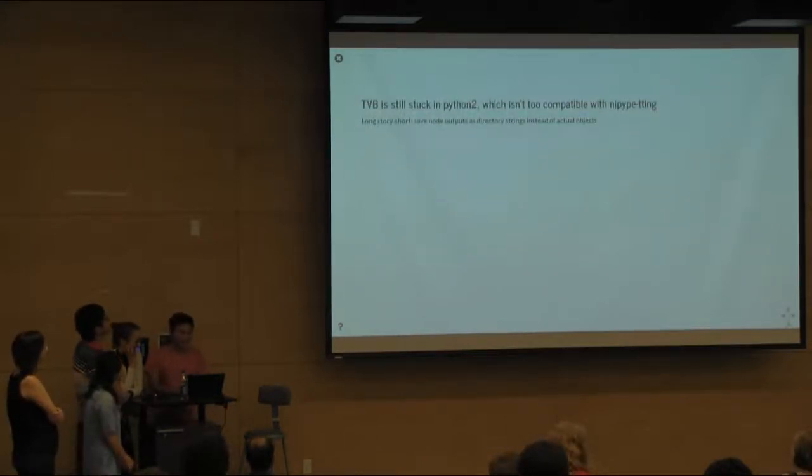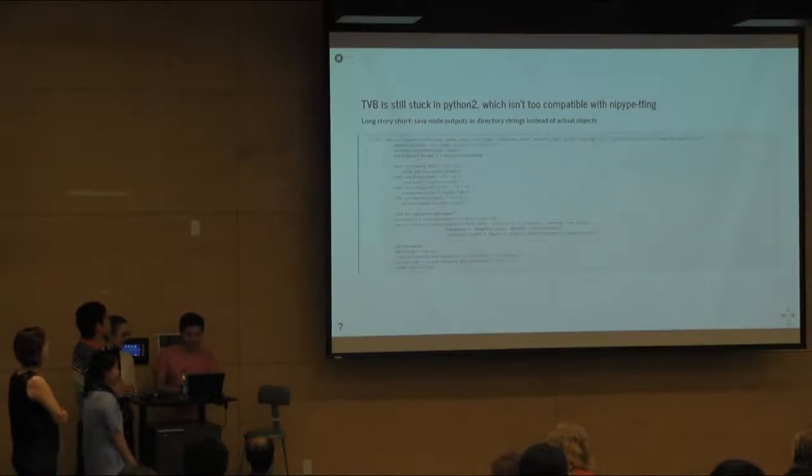But we just do a bunch of mathy and signal-y stuff, load a bunch of stuff, and then we figured, oh, Virtual Brain is still stuck in Python 2, and it's not too compatible with Nipype. So we had to save all of our outputs to each folder as pickle files, which are just strings that we pass along, and at each node it has to reload the file after it gets the string. That's just what it does.